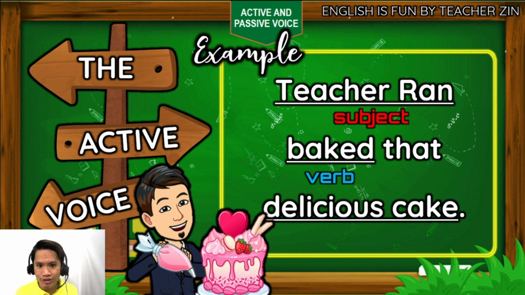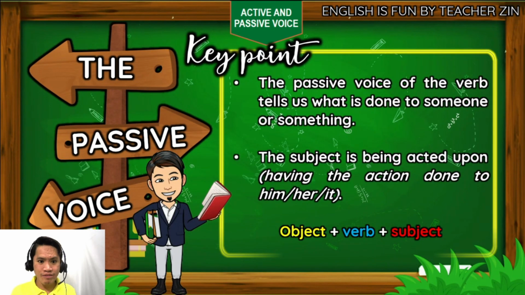Alright, so again, as I told you a while ago, the object answers the question what. So we have here an underlying question, what did Teacher Ron bake? And with that, the answer is the delicious cake. That would mean that cake here is the object. Now, I underline delicious because that would indicate that delicious here is a modifier or an adjective that describes the object. However, the main object, of course, is the word cake. Alright? So I guess you're able to understand already what is an active voice of the verb.